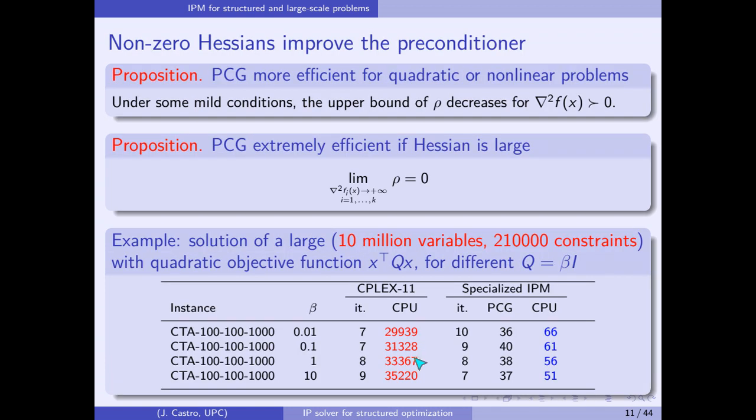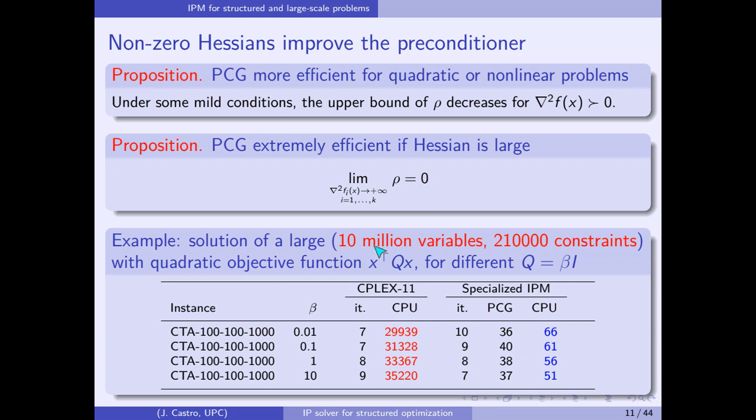There are some other results. For instance, it can be seen that when we add a Hessian, so when the objective function is quadratic or convex, so we have a Hessian term, this Hessian term reduces the value of the spectral radius. So the spectral radius becomes closer to zero, and then this method is more efficient. Indeed, in the limit, when the Hessian goes to infinity, we have a diagonal Hessian. If all the terms of the diagonal Hessian tend to infinity, the spectral radius goes to zero. That's something that can be proved, okay?